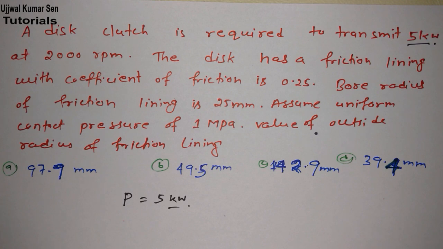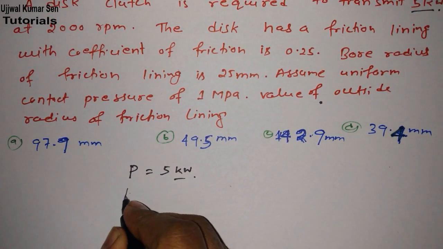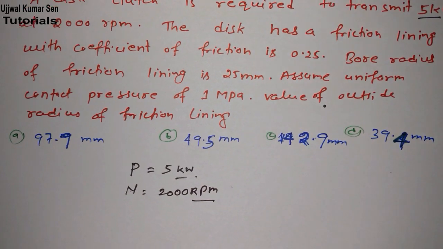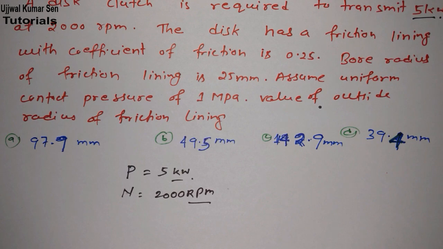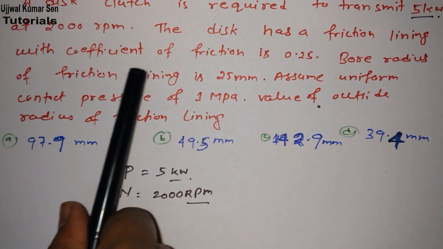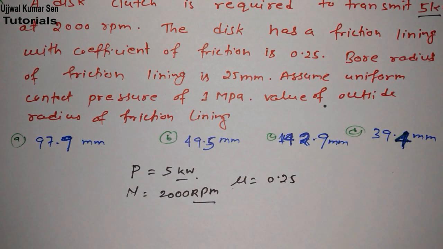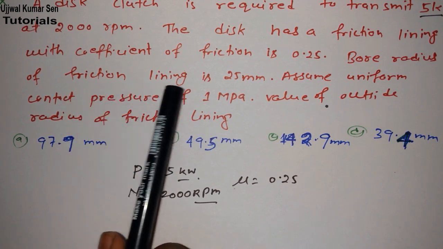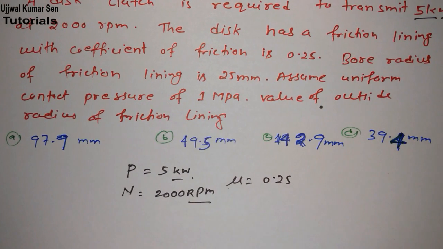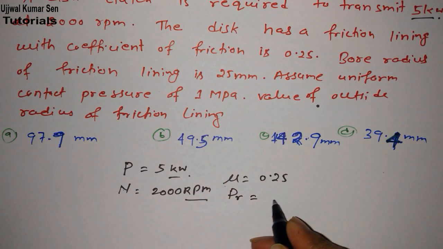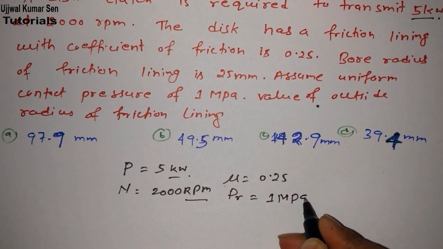Okay, so what they have asked: a disc clutch is required to transmit 5 kilowatt. Power is given as 5 kilowatt. RPM is given, that is N is equal to 2000 RPM. You have to notice these small things if you want to solve numerical problems, right? The disc has a friction lining with coefficient of friction mu equal to 0.25, and the bore radius of the friction lining is given. Assume uniform contact pressure, right? The pressure they have given is 1 megapascal.